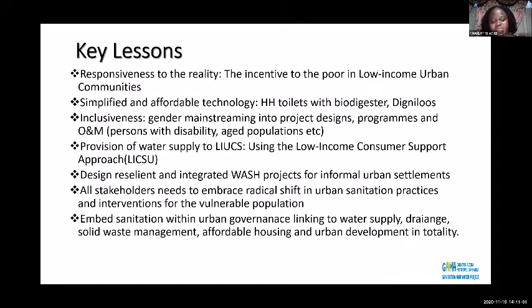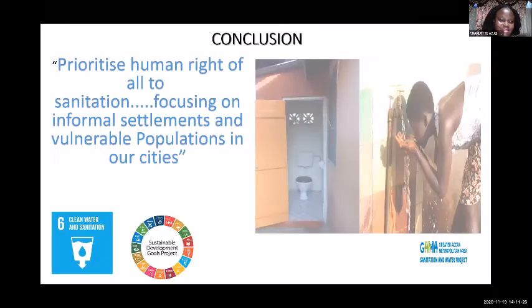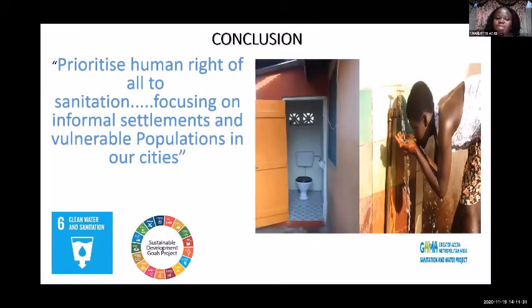And lastly, we need to embed sanitation within urban governance. We cannot put sanitation alone in one basket. We have to link it to our water supply, our drainage, solid waste, and more importantly, affordable housing, which will improve the lives of these people in totality. In conclusion, I would say that we need to prioritize the human right of all to sanitation, focusing on informal settlements and vulnerable populations in our various cities. Thank you very much.